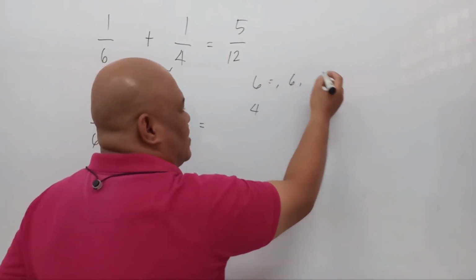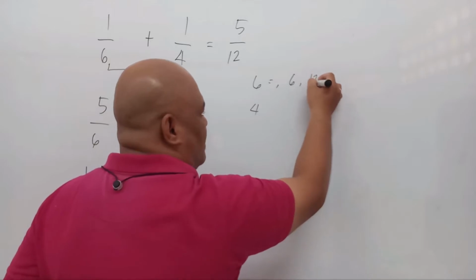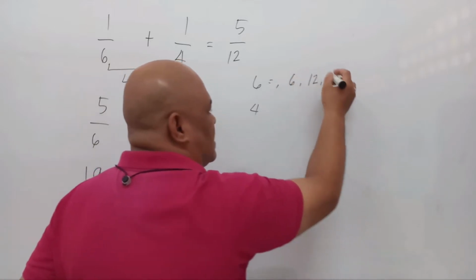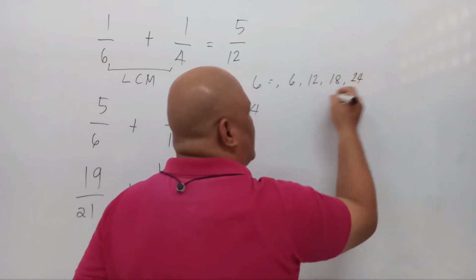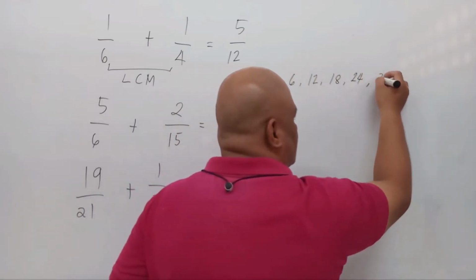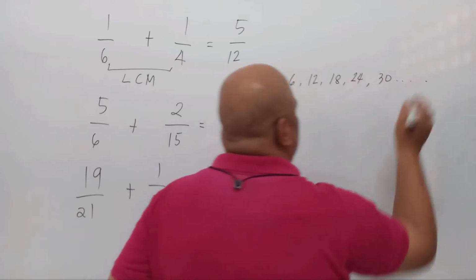6 times 2 is 12. 6 times 3 is 18. 6 times 4 is 24. 6 times 5 is 30. So on and so forth.